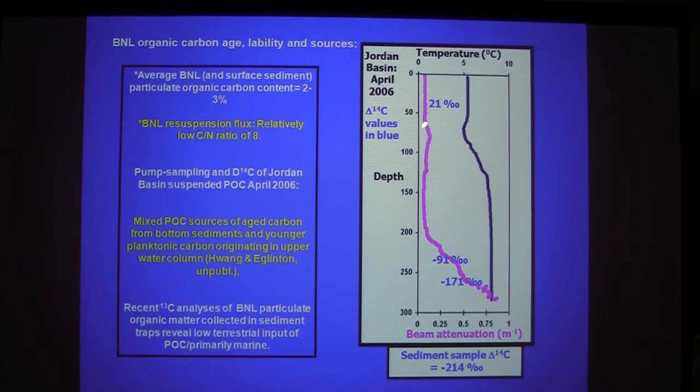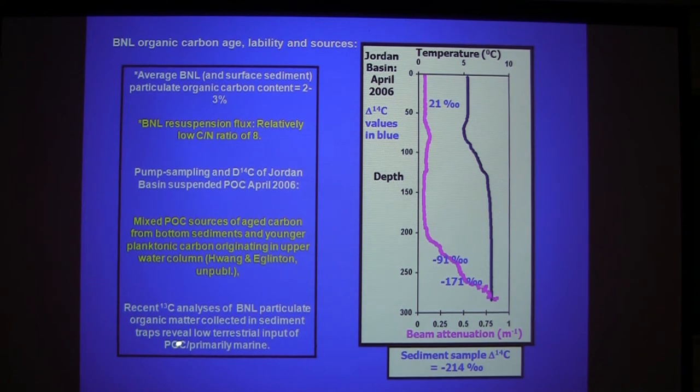And then we sampled up in the upper water column where the suspended particles are very low. And you can see that the number for the nepheloid layer is definitely a mixture between what you get in the underlying sediments and, I wish we had a sample from here, but we don't, from the overlying water column. So an admixture of newly created carbon particles and older material from the underlying sediments.